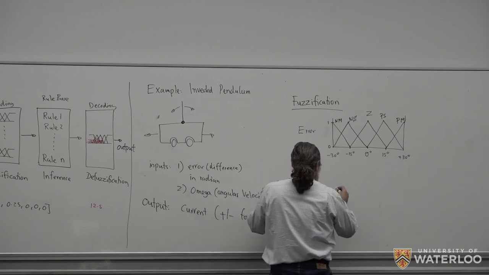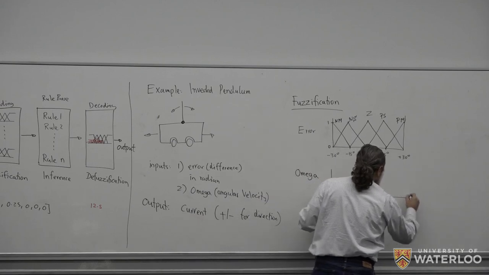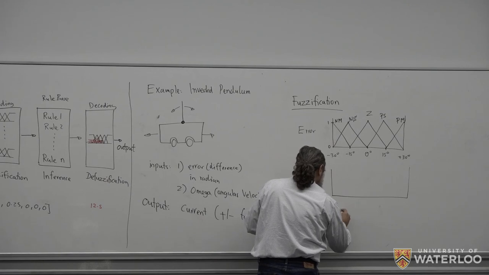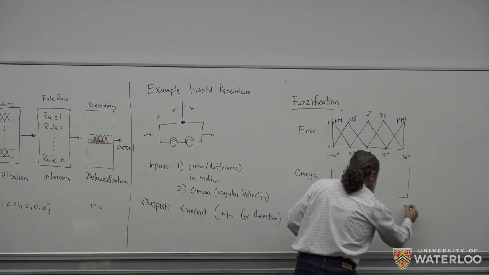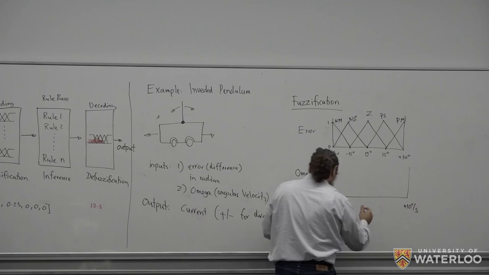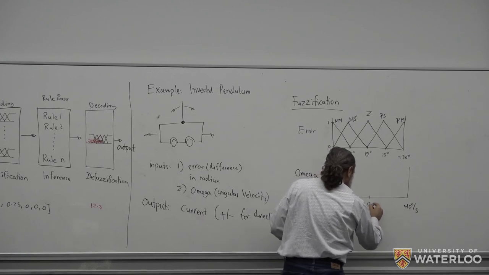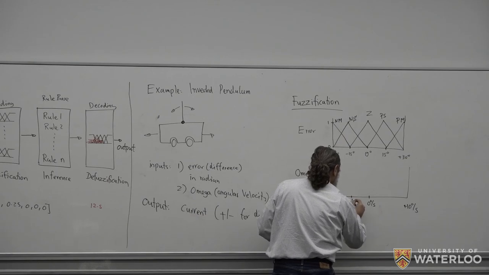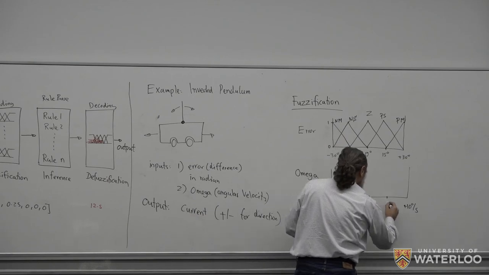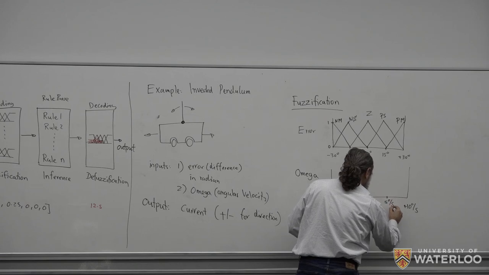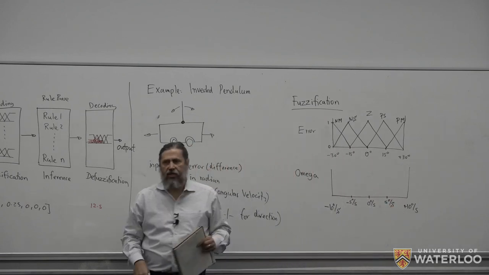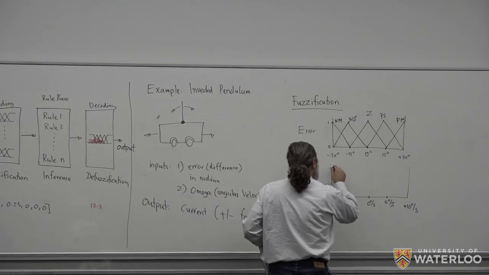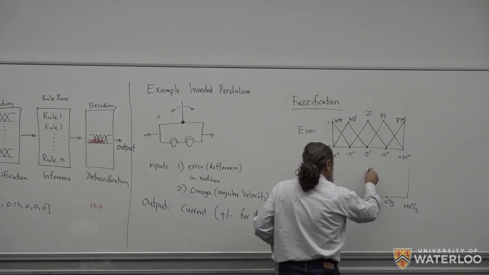Then we have the other input, which is angular velocity. Let's say angular velocity goes from minus 10 degrees per second to plus 10 degrees per second. And here in the middle is 0 degrees per second. And then we have here minus 5 degrees per second. And here I have plus 5 degrees per second. So what is the angular velocity that I measure? And I do the same thing. 1, 0. I want to keep it simple.